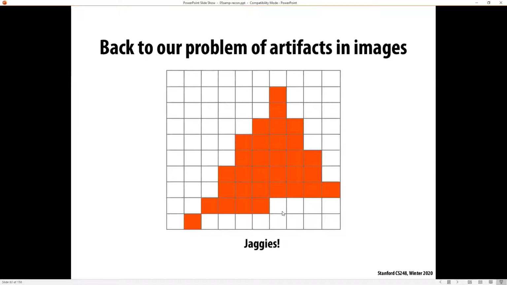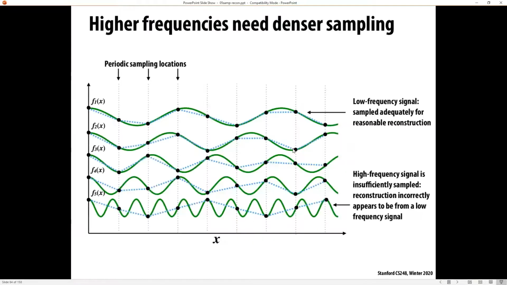So here's back to our problem. Here's our jaggies on our triangle. And here's our samples now drawn in 1D. And notice the problem. When I have a low frequency signal, my samples are fine. This is a pretty good representation. It's pretty close. But now when I get down to this high frequency signal, this is junk, right?